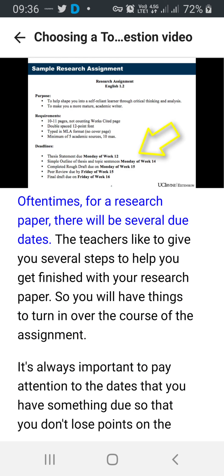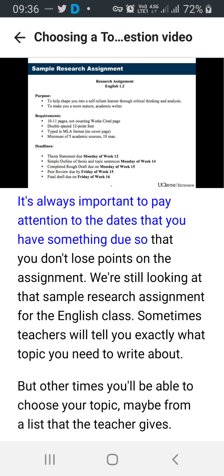Oftentimes for a research paper, there will be several due dates. The teachers like to give you several steps to help you get finished with your research paper. So you will have things to turn in over the course of the assignment. It's always important to pay attention to the dates that you have something due so that you don't lose points on the assignment.